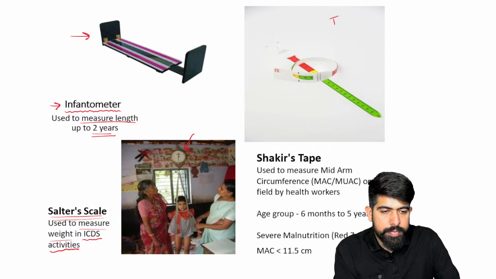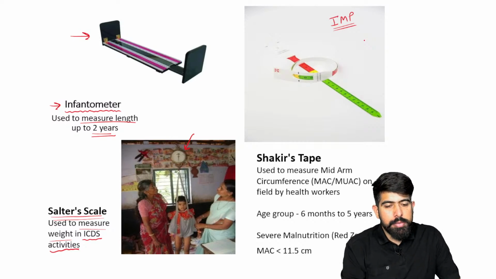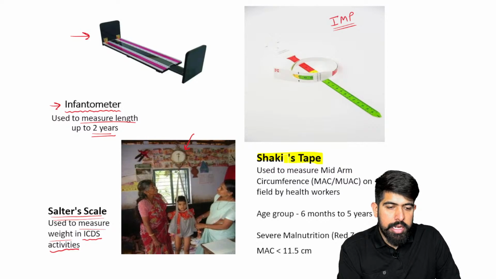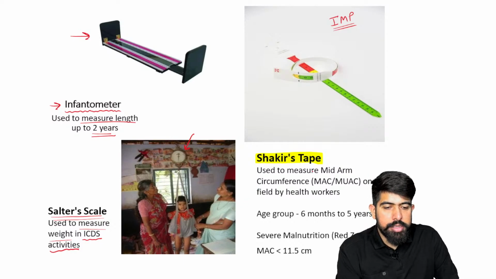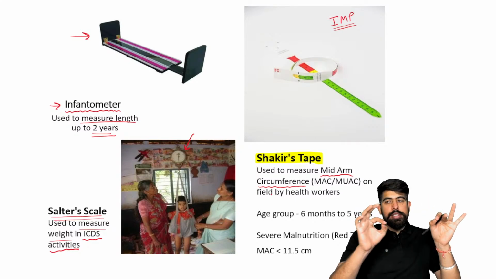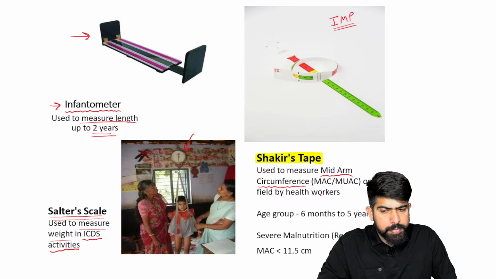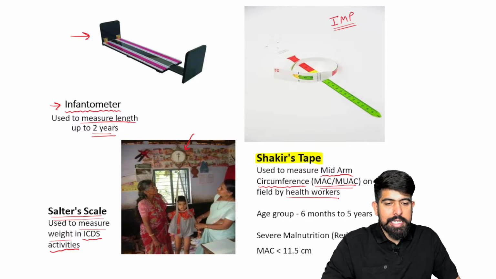And this is a very important thing. I hope you studied this in your pediatrics subject also, and in PSM you have both. This is known as your Shakir's tape. What is the use of this Shakir's tape? Yes, this is used to measure your mid-arm circumference. We use this tape for the measurement of the mid-arm circumference, filled by the health workers.